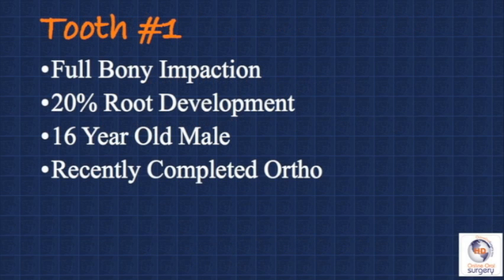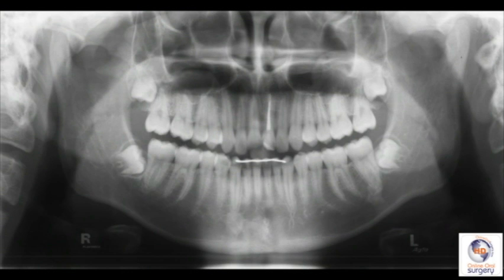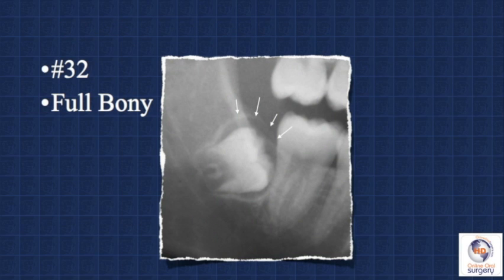Our patient for this case is a healthy 16-year-old young man who recently completed his orthodontic treatment and is now presenting for removal of his wisdom teeth on referral from his orthodontist. As you can see from the panoramic radiograph, he has 4 full bony impacted third molar teeth that are fairly close to the surface and show maybe about 20% development of their roots. It is a mesioangular full bony impaction.